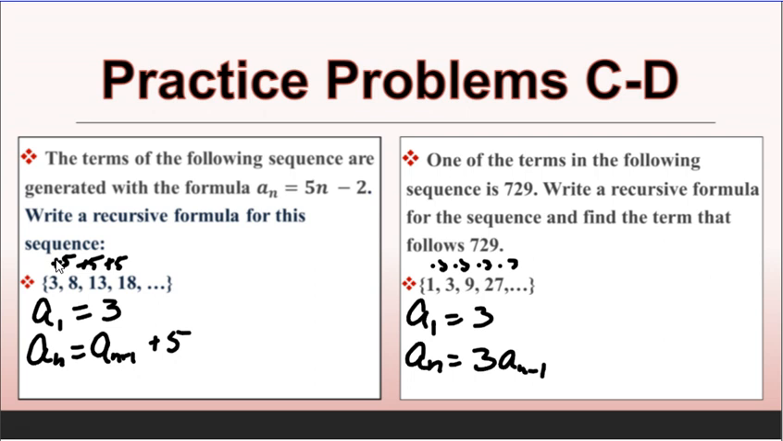So if we're trying to find the term after 729, the previous term is 729, and I'm going to plug that in. We're going to multiply 3 by the previous one, which is 729, because we're trying to find the one right after 729. So if I take 3 times that, this term would give us 2,187.